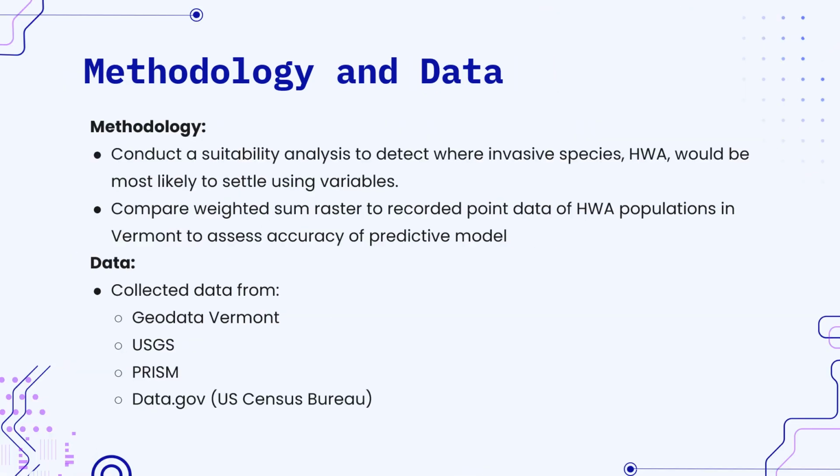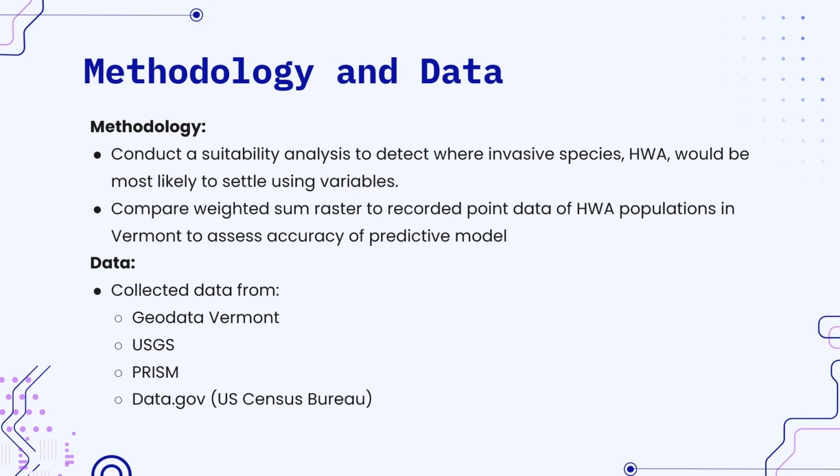So how we went about doing this for our methodology and data collection: we decided to conduct a suitability analysis to detect where invasive species, or HWA in this case specifically, would be most likely to settle using a multitude of variables. How we did this is that we generated a weighted sum raster using all these variables to record point data of HWA populations in Vermont and then assess the accuracy of the predictive model that we created initially.